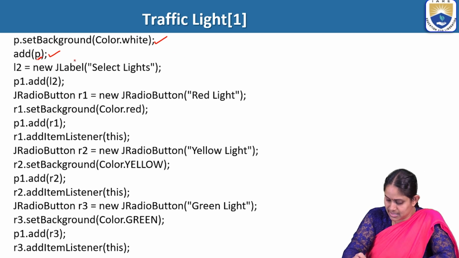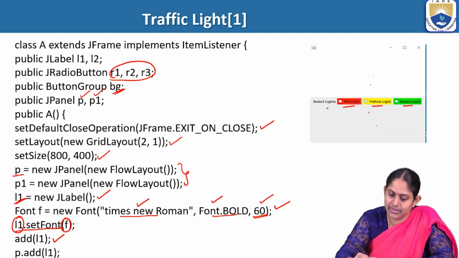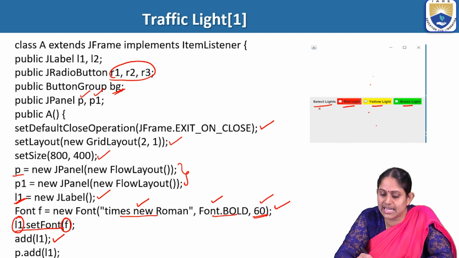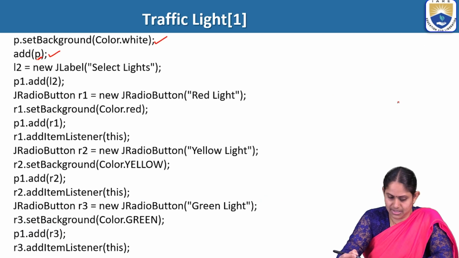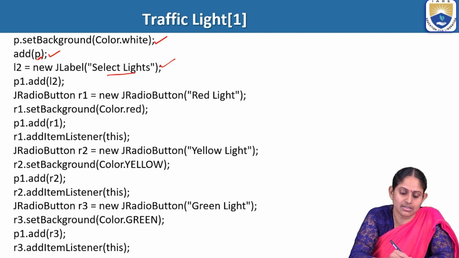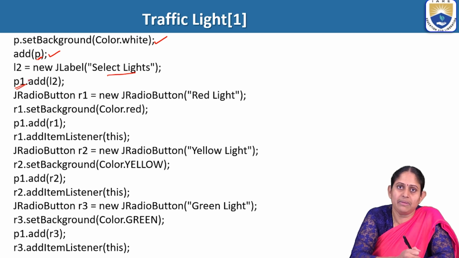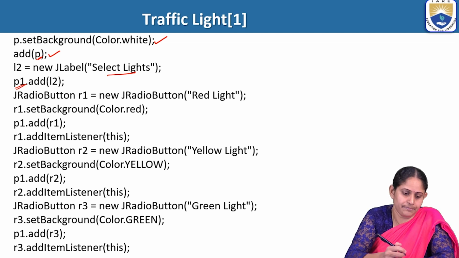In the second panel, we are having one label with Select Lights and the three radio buttons. So we are creating a label with the default string Select Lights, and that label is added onto the panel P1, that means the bottom panel.